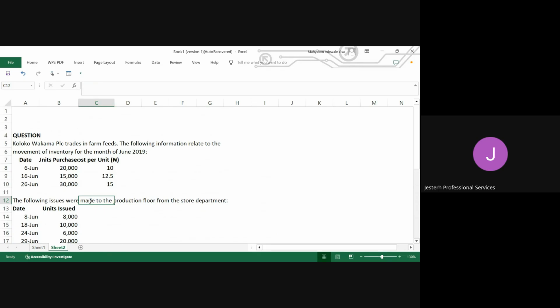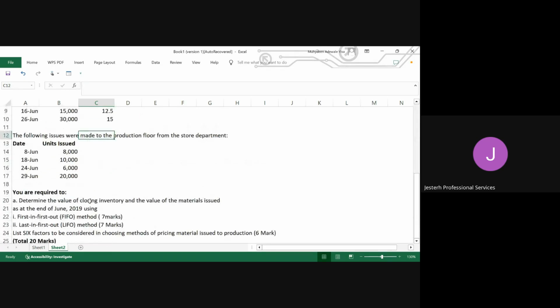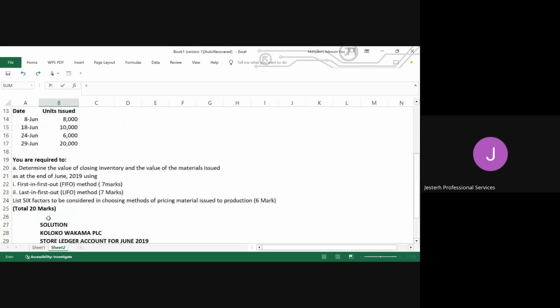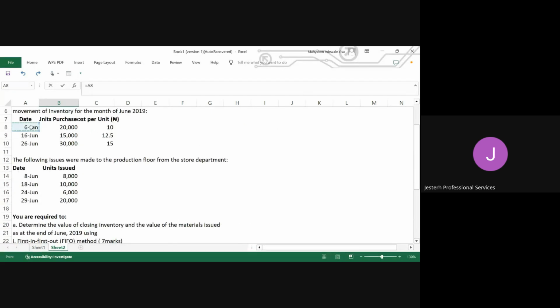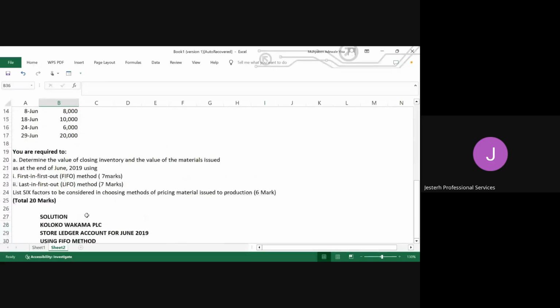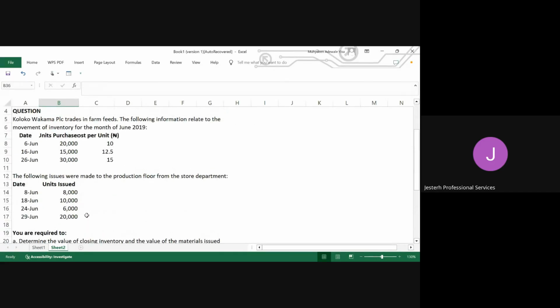Okay, on the 6th of June, now you come to this place. I'll be using some functions. On the 6th of June, they purchased 20,000 units at the rate of 10 naira per unit. If they tell you that they have open inventory, you need to be very careful.